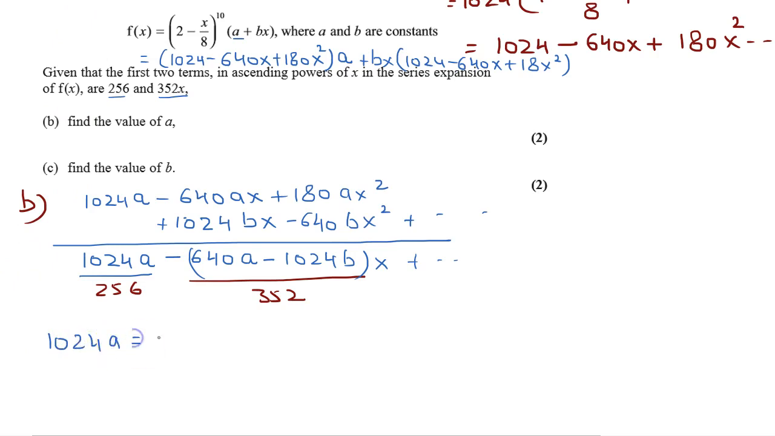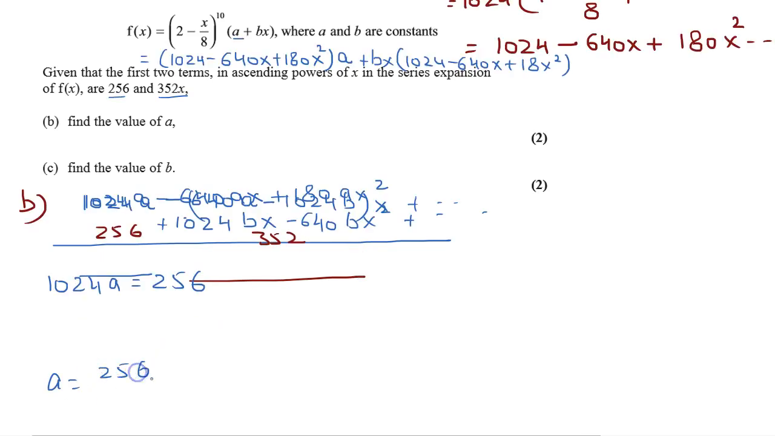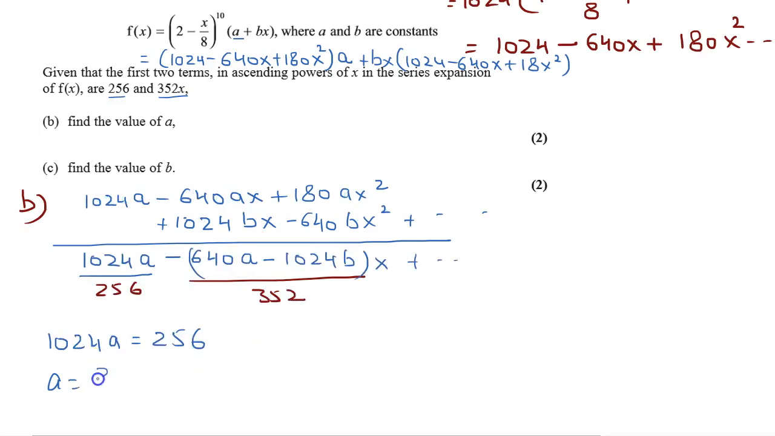1024a is equal to 256. So a is equal to 256 over 1024. So that is 1 over 4. So the value of a is 1 over 4.